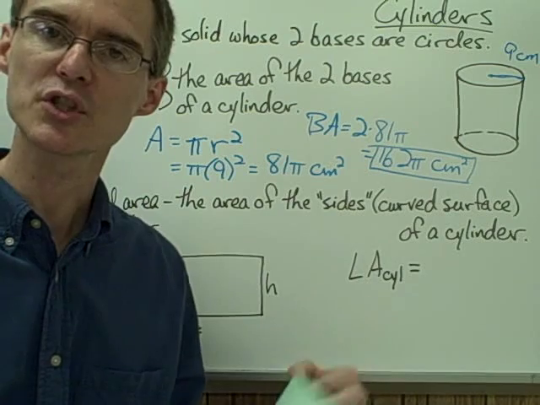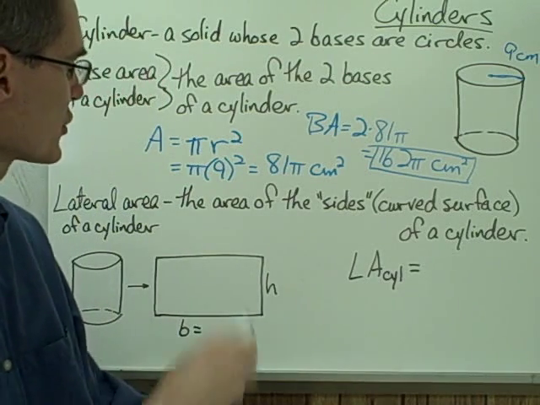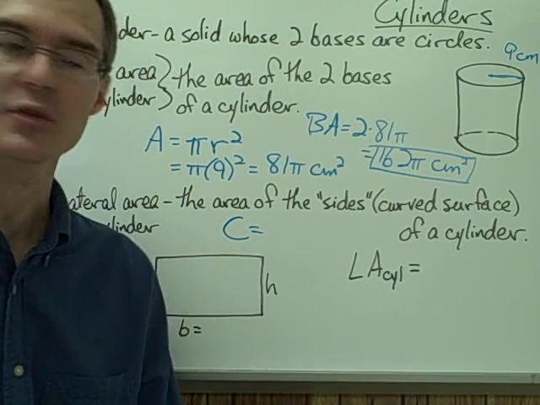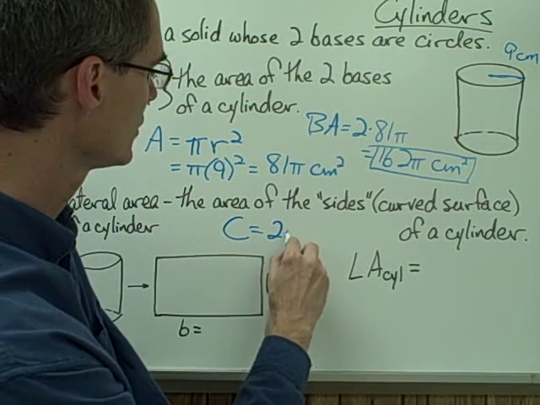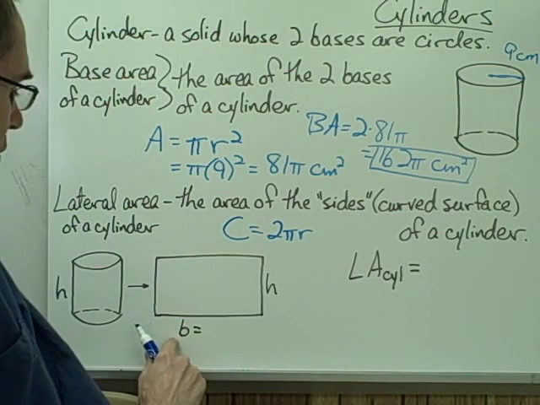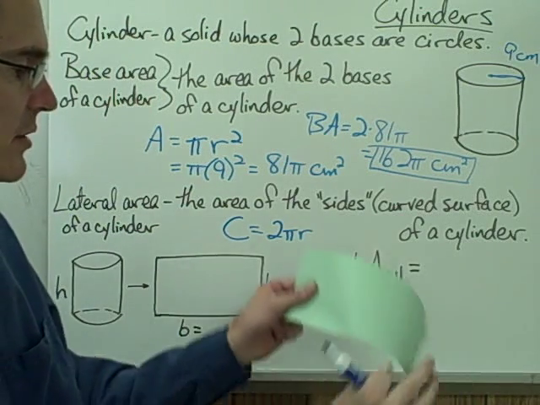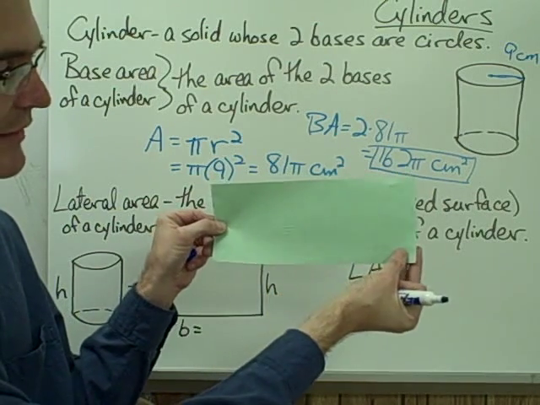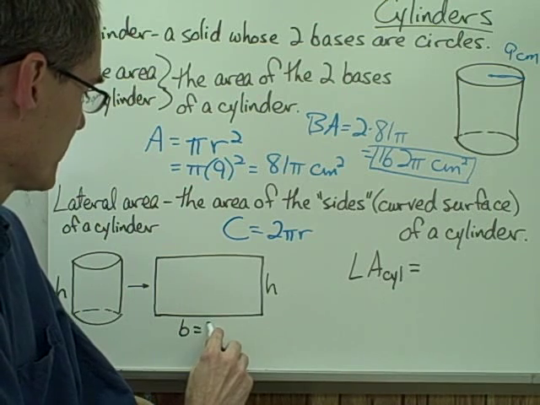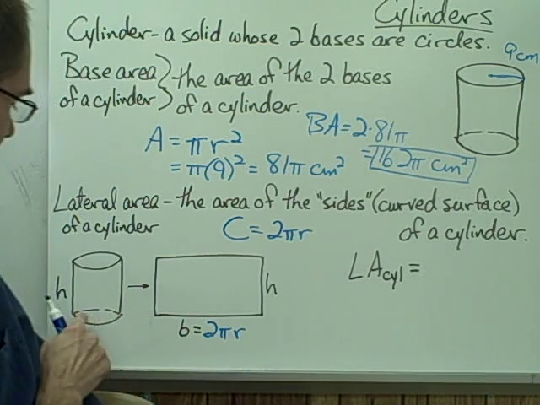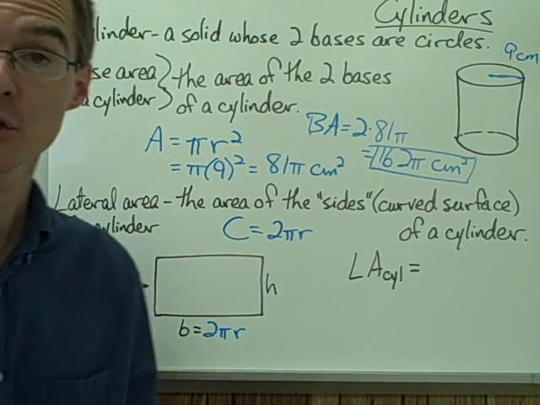That length around the circle is what we call a circumference. You may recall that the formula for the circumference of a circle is 2 pi times the radius. So the base is just the circumference of this circle. I'm spreading it out flat, but it's still the circumference of a circle. So my base is 2 pi times the radius of my cylinder.